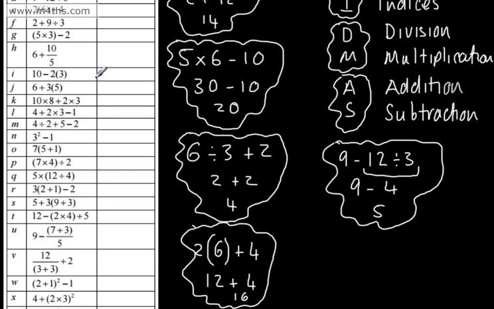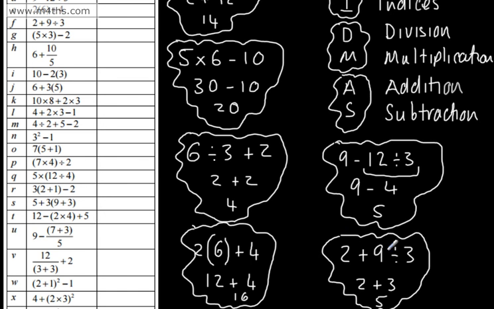If we go to the next one, we've got 2 plus 9 divided by 3. We have addition and division. We do the division first. So 9 divided by 3 is going to give me 3. 2 plus 3 is going to give me 5. And that is the correct way. The answer isn't 11 divided by 3.